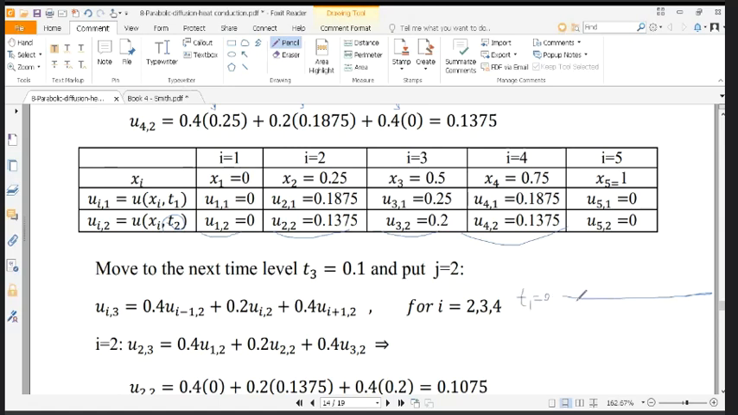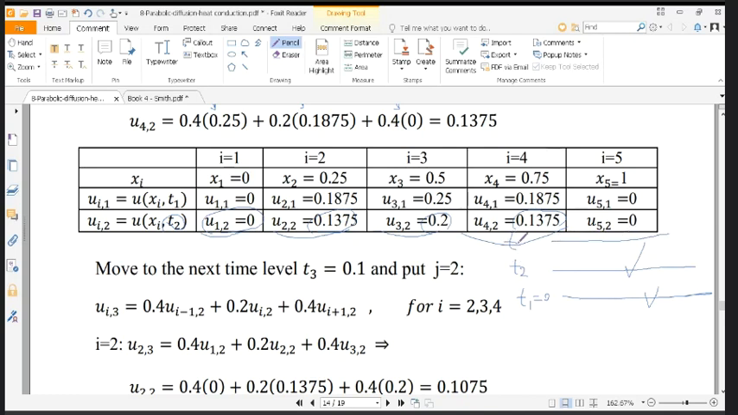At T1 equal to 0 we have the value of u based on the initial condition, and at T2 the value of u at T2 are in this table. Okay, and now we have the value of u at T1 and also at T2. Now we can go to the next time level and compute the value of u at the next time level.